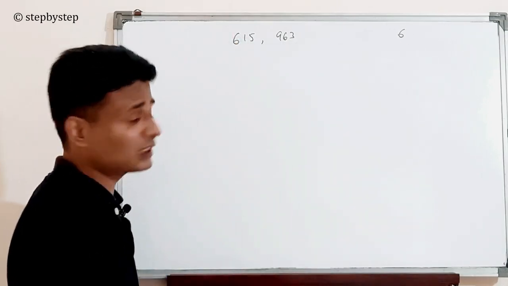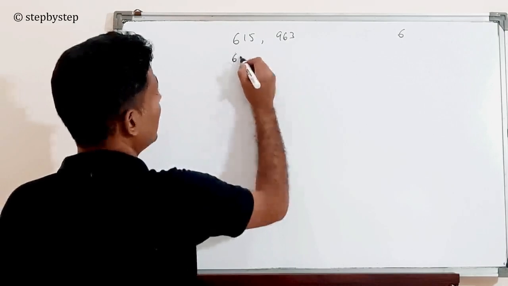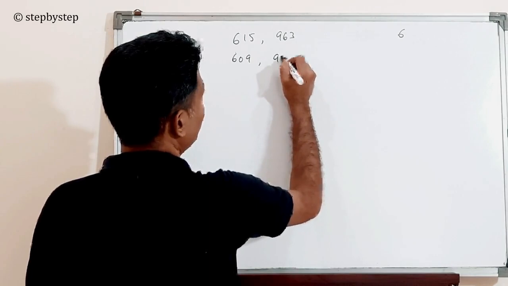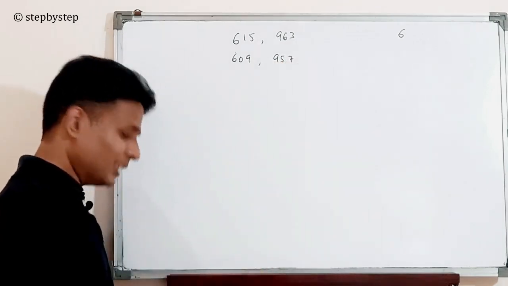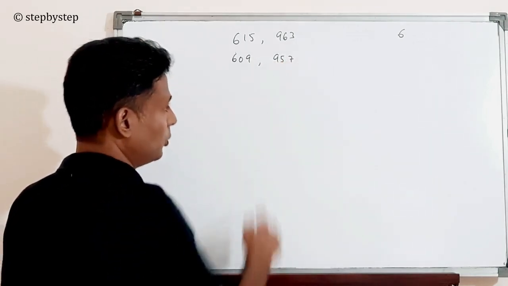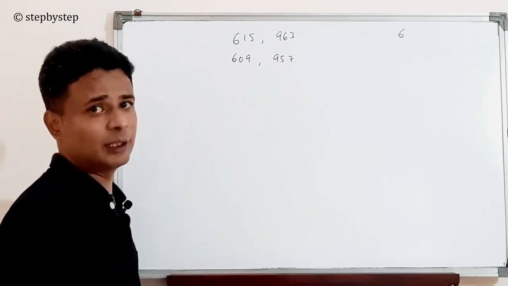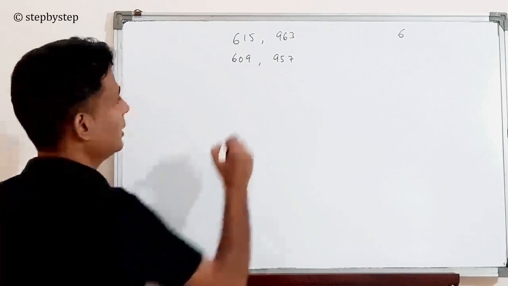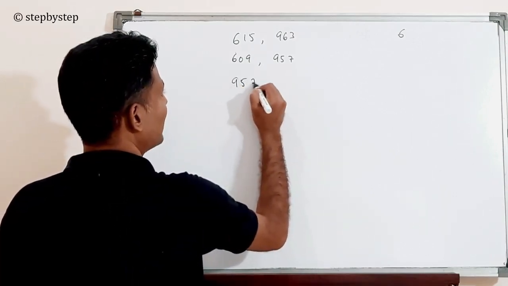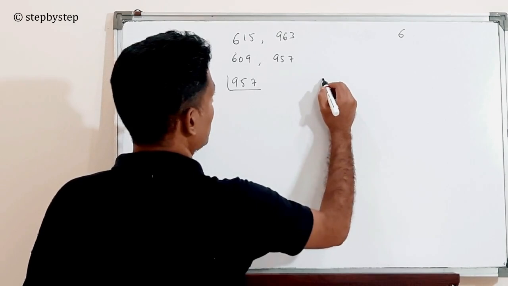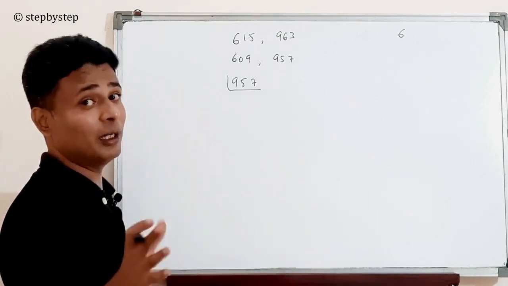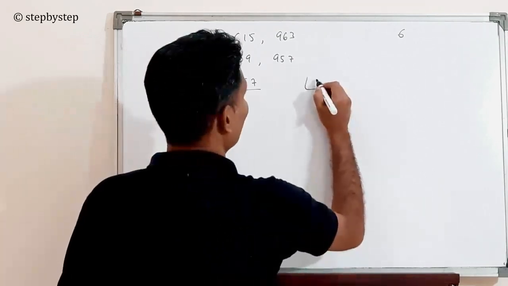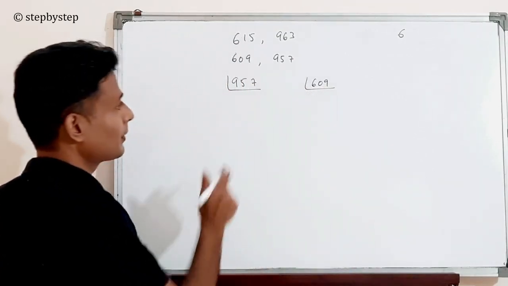Now if we remove 6 from both, this becomes 609 and this becomes 957. So the same number, if we divide it into these two, will leave remainder 0. Which means we have to find the HCF of these two numbers. I'll use the prime factorization method, the fundamental theorem of arithmetic method.